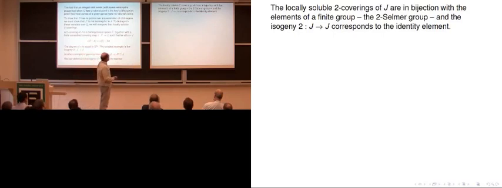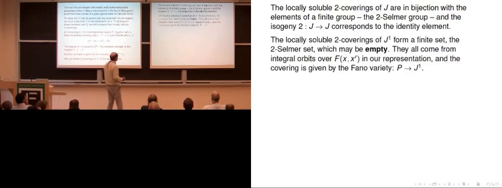And it turns out there are only a finite number of these 2 coverings which are locally soluble up to equivalence, and they're the geometric realization of elements that are called in the 2 Selmer group, a cohomology group which measures certain 2 torsors for the 2 torsion in the Jacobian, and this standard isogeny is the identity element in the 2 Selmer group. So it's a finite group. And the locally soluble 2 coverings of this J1 form a finite set for the same reason, which we call the 2 Selmer set, but it might be empty.